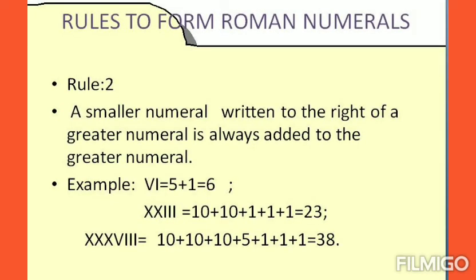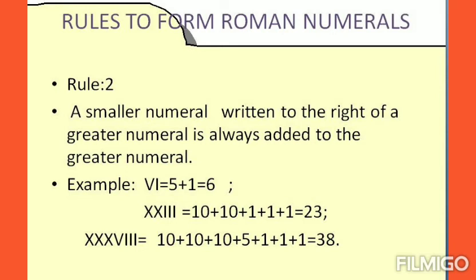Now, the rule number 2 is a smaller numeral written to the right of the greater numeral is always added to the greater numeral. For example, V is the greater numeral, I is the smaller numeral. Smaller numeral is to the right of the greater numeral. So, we have to add the value of I to the greater value, that is 5. 5 plus 1 is 6. Understood?